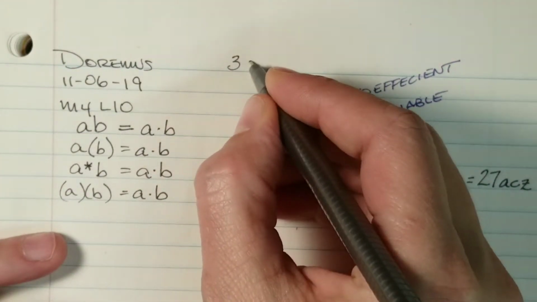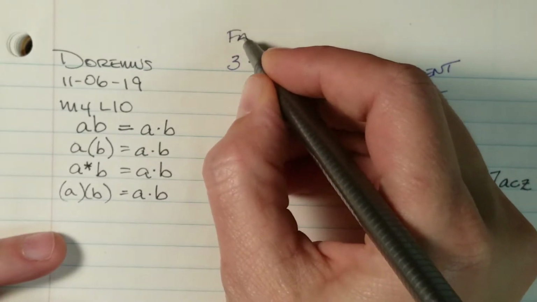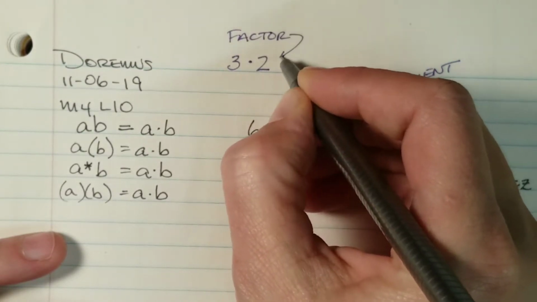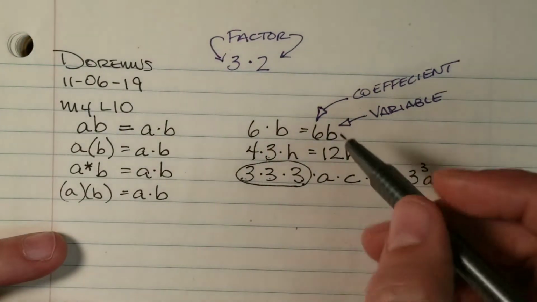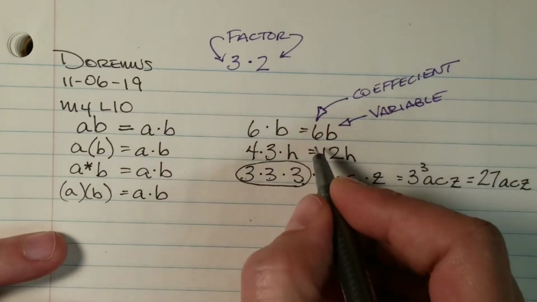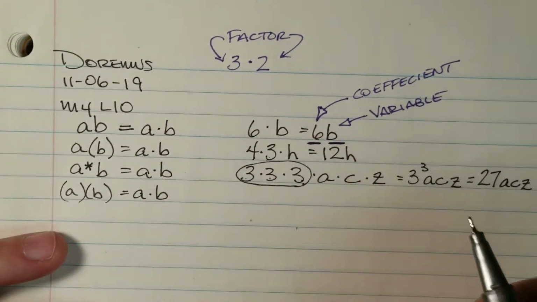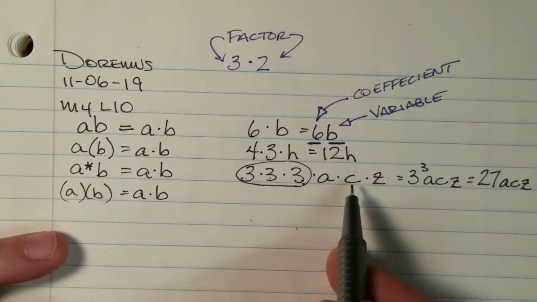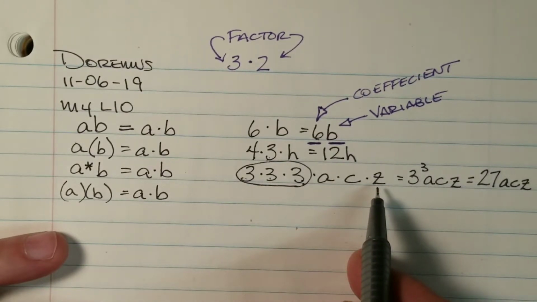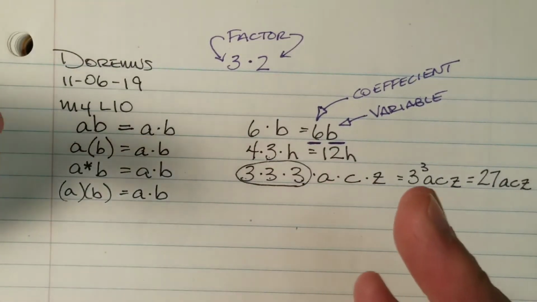Like if you did 3 times 2, each of these is called a factor. That's a factor. That's a factor. Turns out this 6 is also a factor, and so's the B. Those are both factors. Down here, this is a factor, factor, factor, factor, factor, factor. There's a lot of factors. But they're all called factors. All the things that you multiply together, those are called factors.